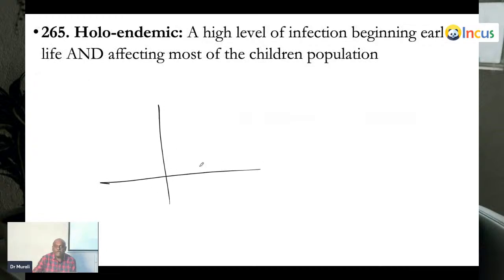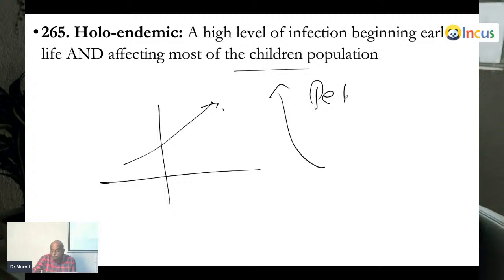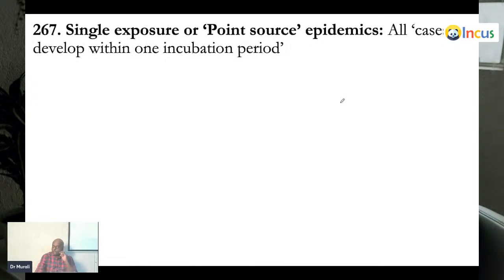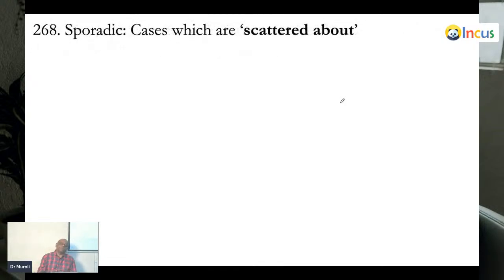Holoendemic is also a high level of infection, but it begins early in life, and the most affected are the pediatric population. That is what you need to remember about holoendemic, is what I want to underscore to all of you. Pandemic, all of you know very well. It is there across the world. Then you should not forget point source epidemic. All cases develop within one incubation period is what you should remember.